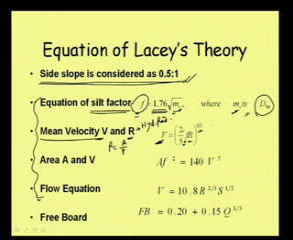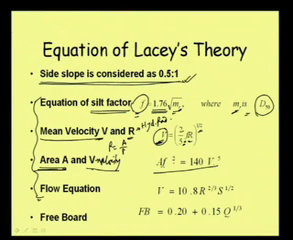Then he gave another relation, between the cross sectional area of flow A and the velocity V. Between the velocity V and cross sectional area A, he again gave a relationship: A into F square, again the silt factor is coming here, is equal to 140 into V to the power 5. Well, I will show you later. This is one relationship.